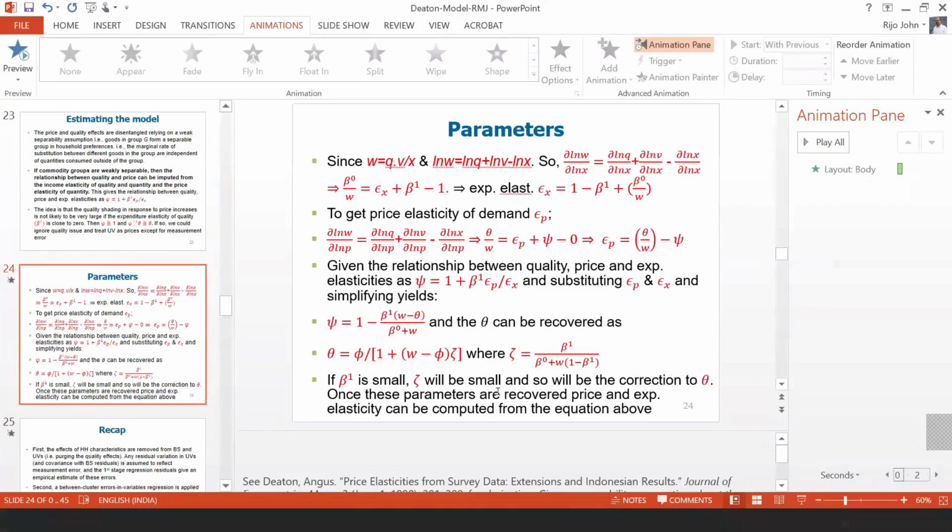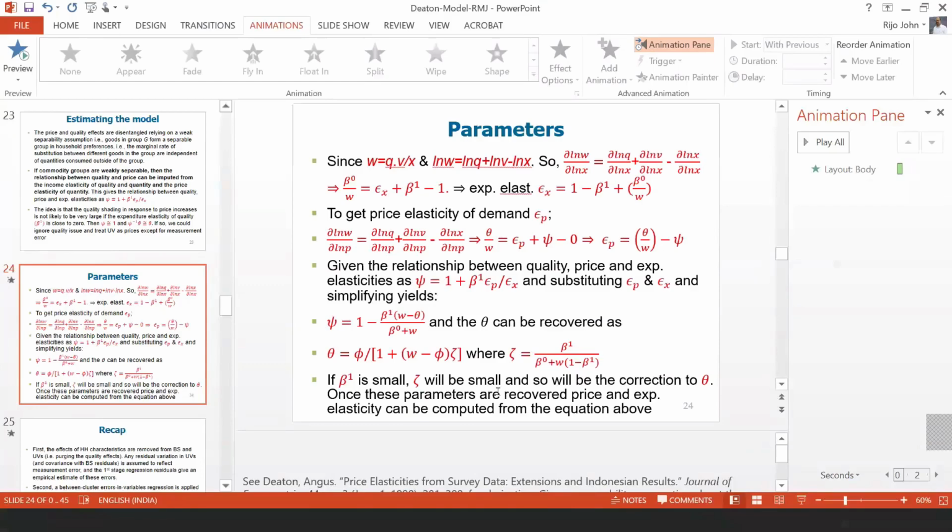So that leads to this formula: beta naught by W is equal to eta x plus beta 1 minus 1. So we can derive the expenditure elasticity as 1 minus beta 1 plus beta naught by W. Remember, now we have everything to estimate expenditure elasticity. 1 minus beta 1, where beta 1 is the elasticity of quality which comes from the unit value regression. Beta naught is the coefficient associated with the logarithm of expenditure in the budget share regression, divided by W. W is the budget share itself. To get the price elasticity of demand, use the same derivation. You can find the price elasticity as theta by W minus psi.